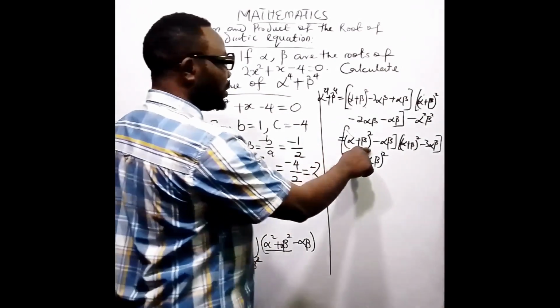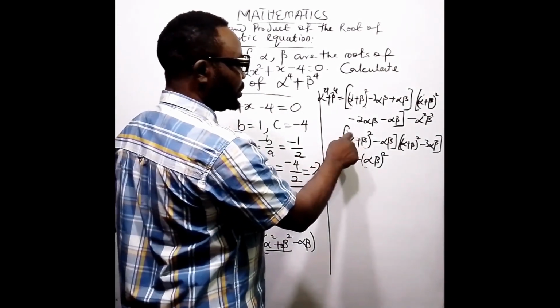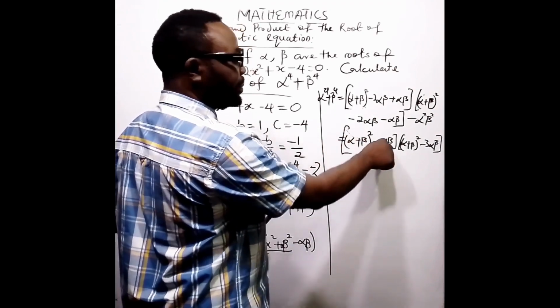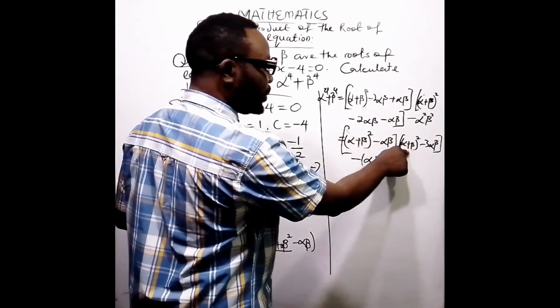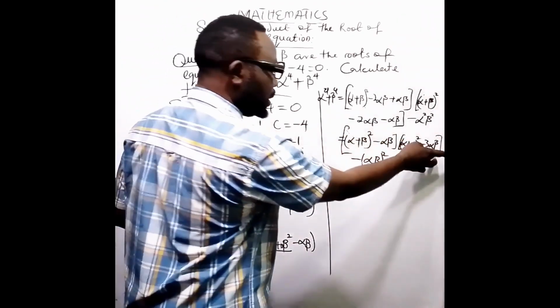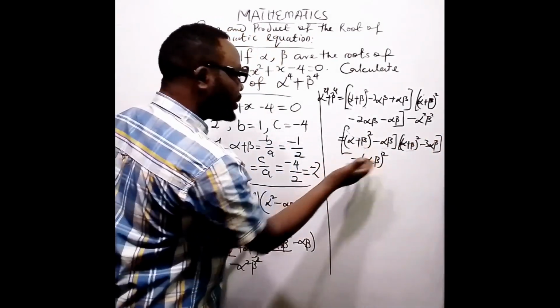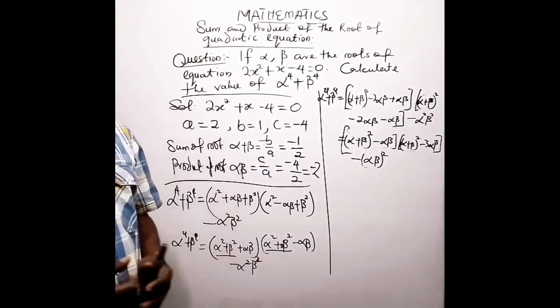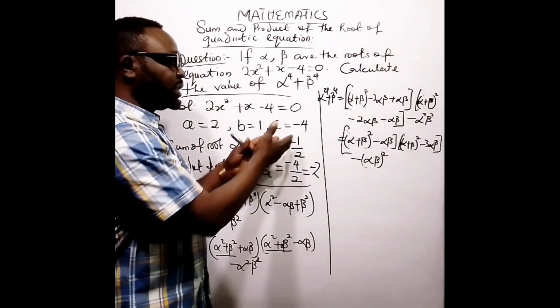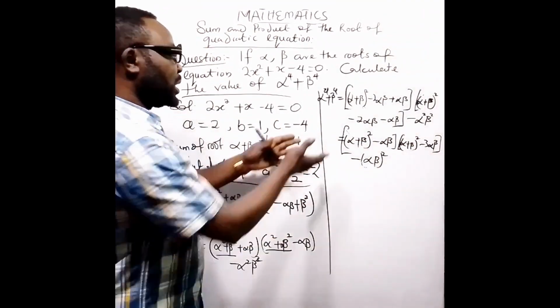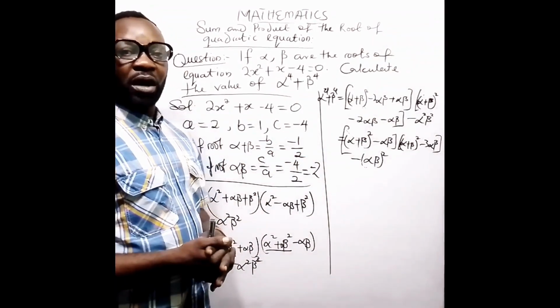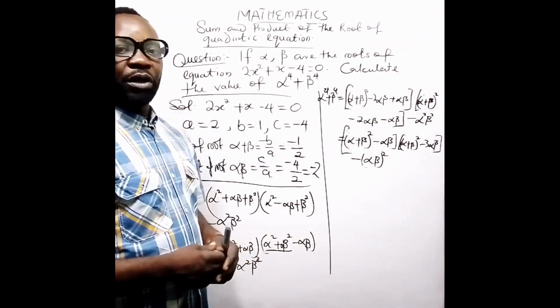If you look at this very well, this is the sum of the root, alpha plus beta. Alpha beta, this is the product of the root. Alpha plus beta is another sum of the root. Minus 3 alpha beta. Alpha beta here is the product of the root. So we now insert the value that we have initially gotten there.